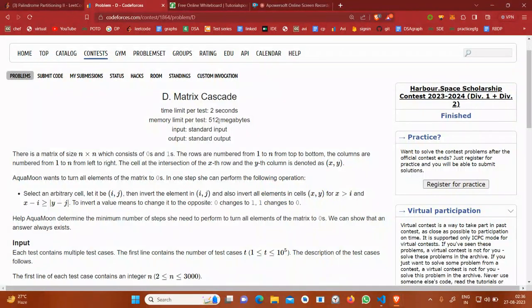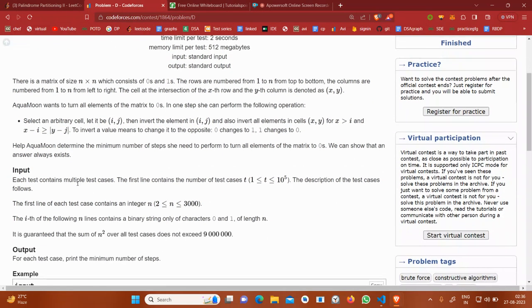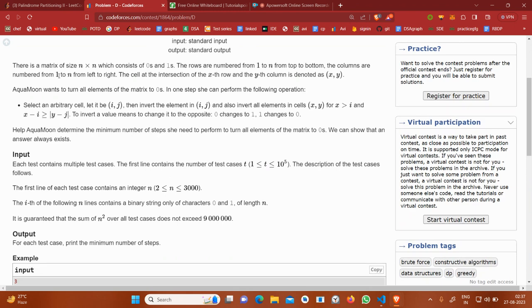Today I will be discussing today's Codeforces round, Div 1 plus Div 2, and problem D, Matrix Cascade. There is a matrix given of size n cross n which consists of zeros and ones only, and the rows are numbered from 1 to n from top to bottom, and columns are numbered from 1 to n from left to right.